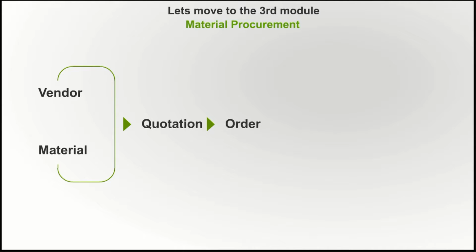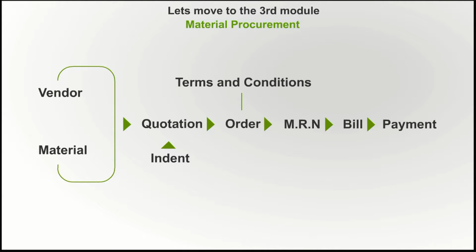Let's move to the third module of material procurement. This is the flowchart of material procurement. You enter the details of vendor, material, and you get quotation, place order, get material receipt note, generate bills, and can do payments.